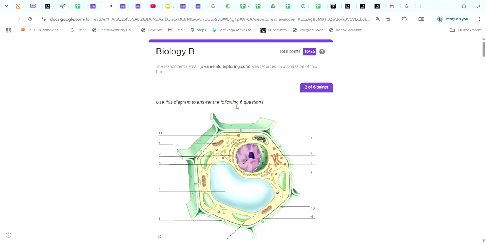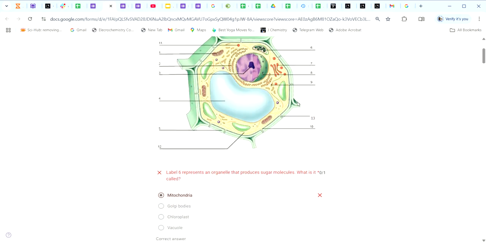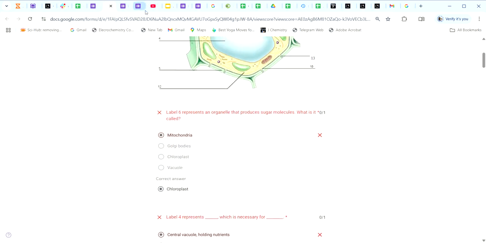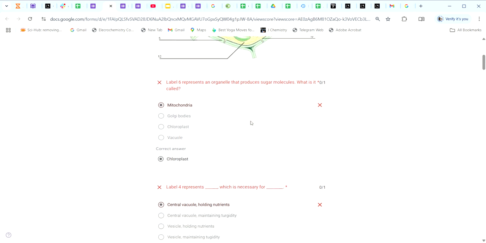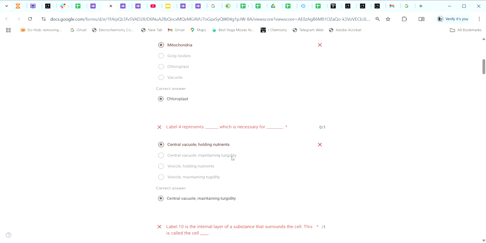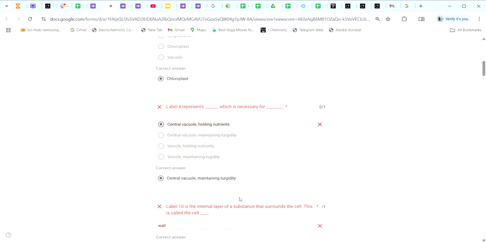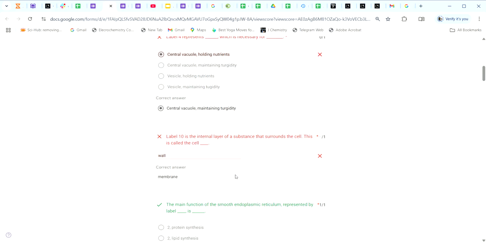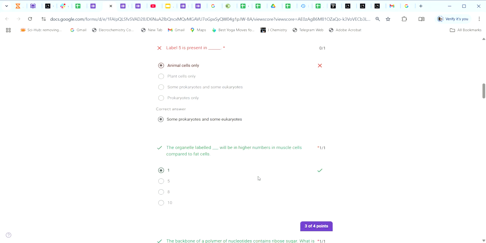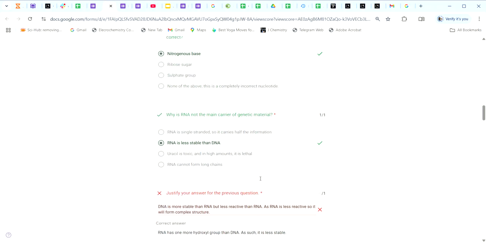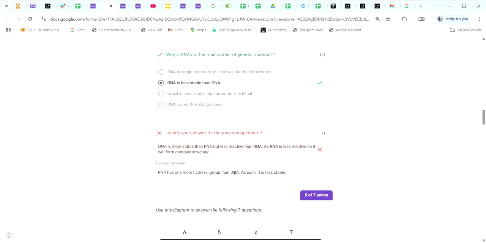Okay, 16 out of 25. So the last part is that here it should be chloroplast. Which is central vacuole maintaining turgidity. Level 10 is membrane. Level 5 is present in some prokaryotes and some eukaryotes.